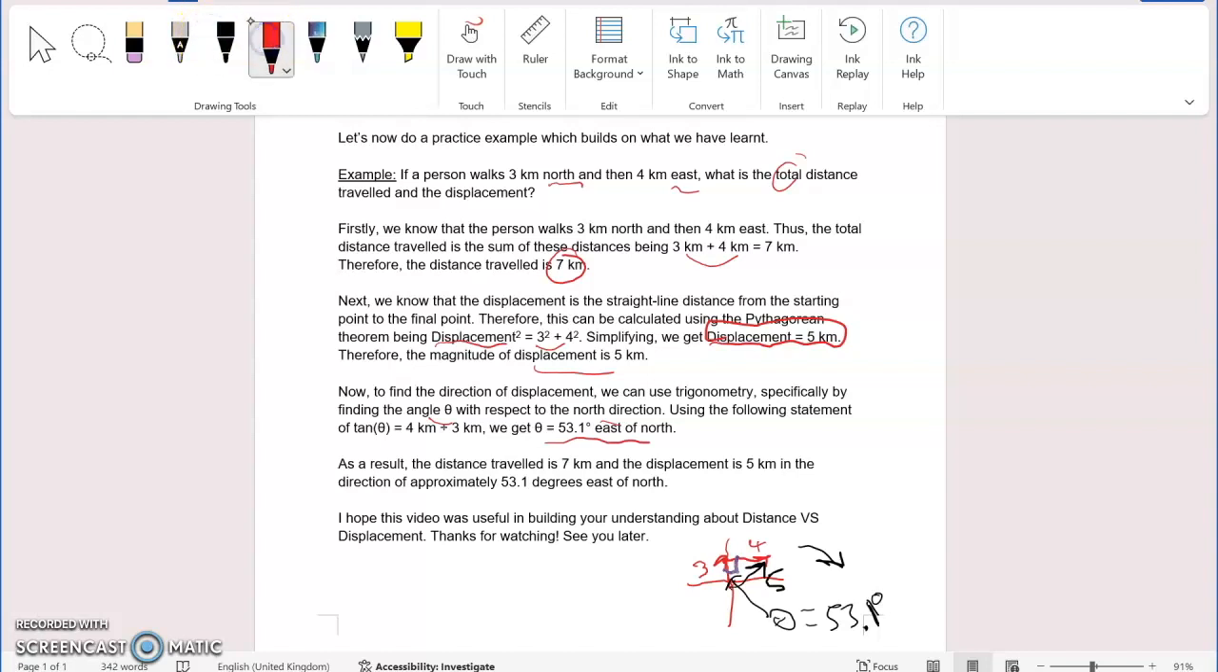As a result, the final answer is the distance is 7 kilometers travelled and the displacement is 5 kilometers in the direction of 53.1 degrees east of north.